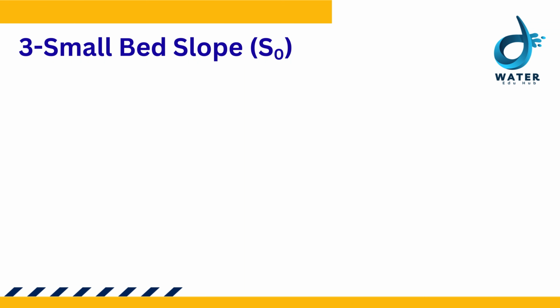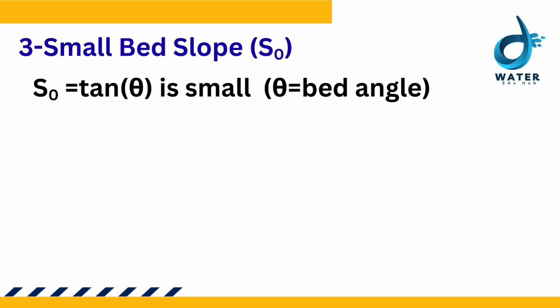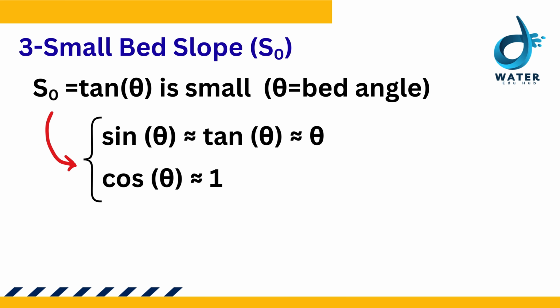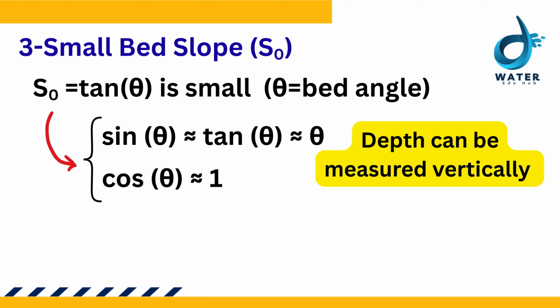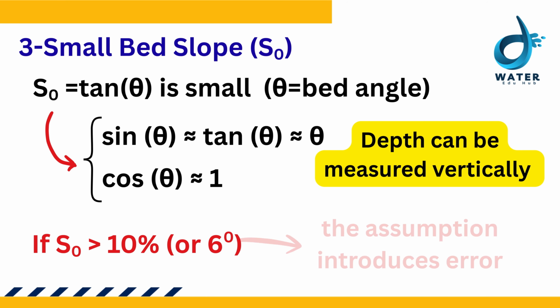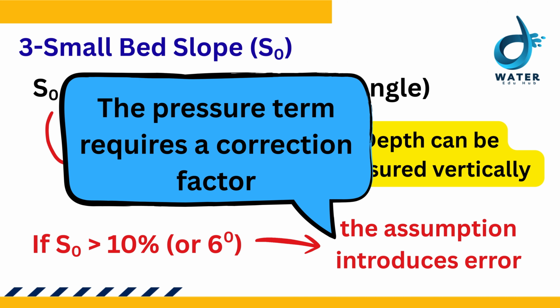The third is the small bed slope. The channel bed slope S0 is assumed to be small enough that the following approximations become valid. This simplifies the geometry, allowing the flow depth to be measured vertically rather than normal to the bed. For slopes greater than approximately 10% or 6 degrees, this assumption introduces error, and the pressure term requires correction factors.